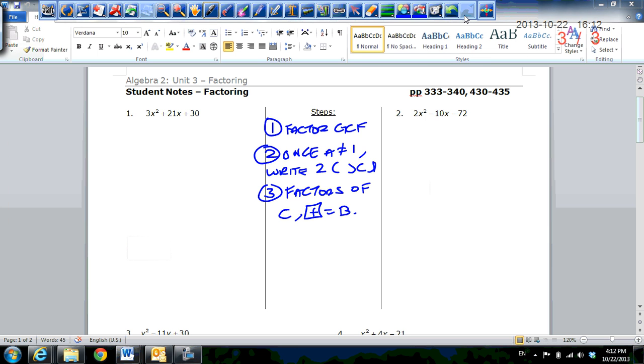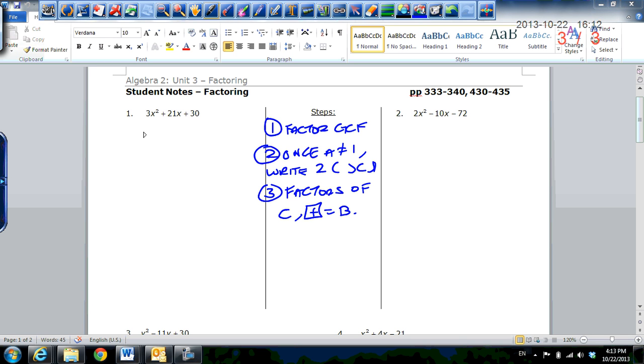All right, so today is factoring, kind of like the very first day of factoring as far as really getting into it. Yesterday we did intro to factoring, and now we're just going to jump right in. The first step is you're going to factor out the GCF.